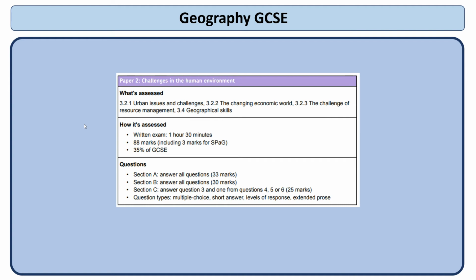It is another hour and 30-minute exam with 18 marks, including 3 marks for spelling, punctuation and grammar. Like I said before, that's 35% of your GCSE.